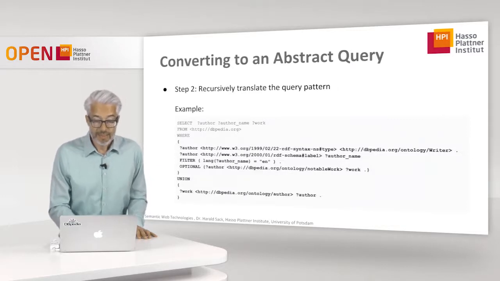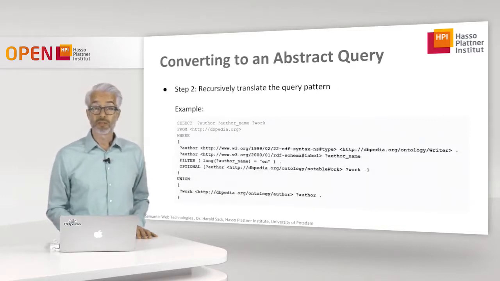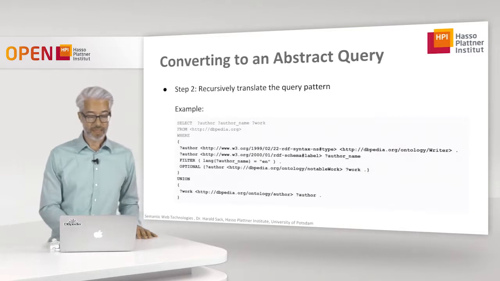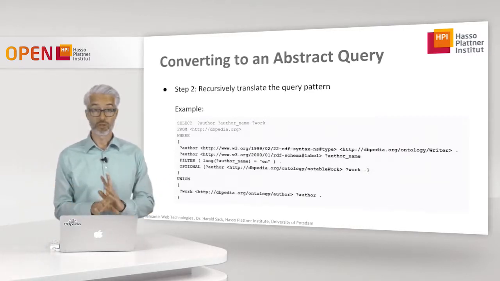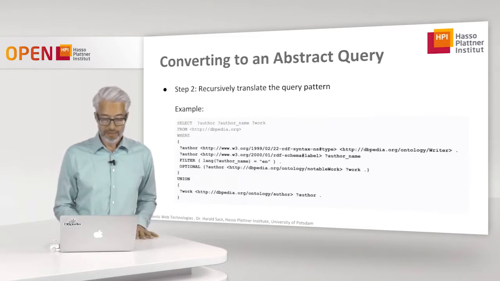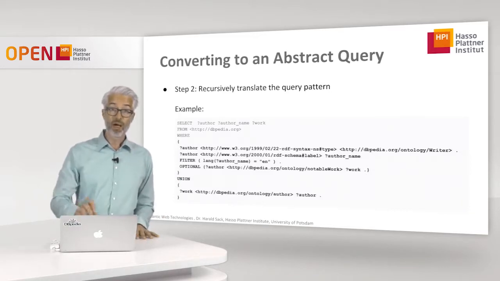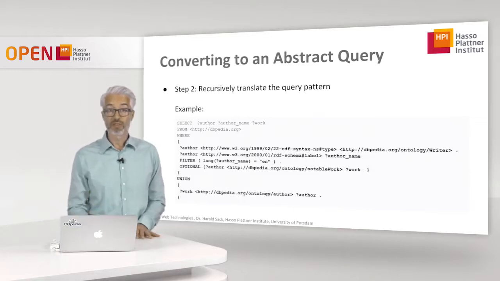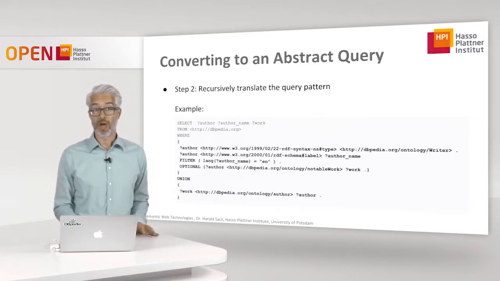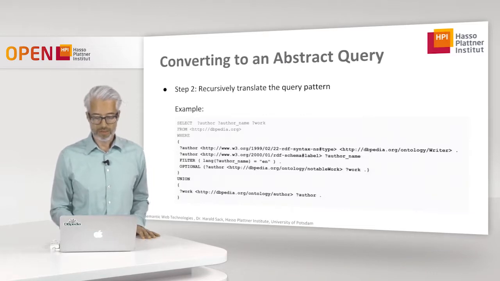So for the next step, for the recursive translation, let's take a more sophisticated example that we want to translate. I have here an example which contains almost everything we have to translate. In the emphasized part of that gray box, you see the where pattern, which means the graph patterns that have to be translated first.